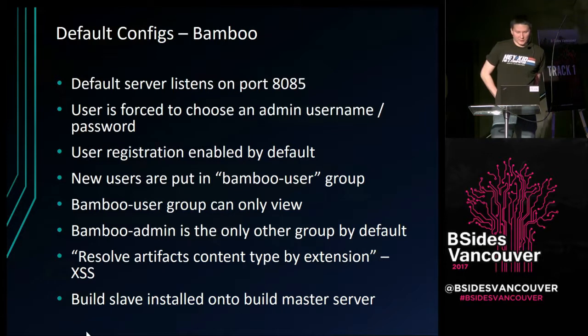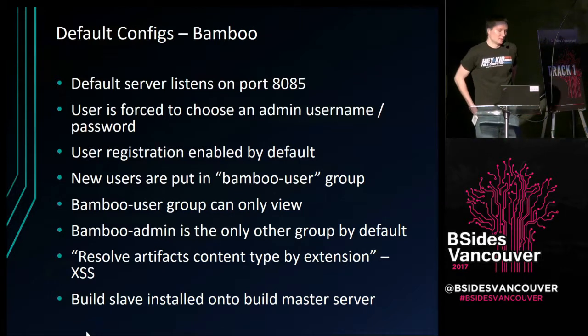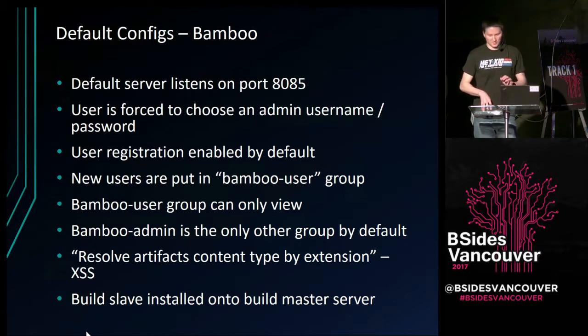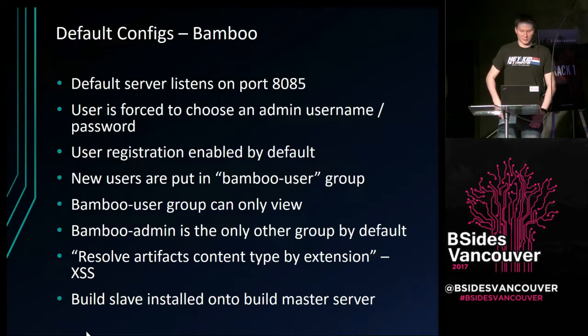Another interesting option that's checked is resolve artifact contents by extension. This option gives you a hyperlink. You can go read the help, and it says this would lead to cross-site scripting attacks if someone checks in, say, a web page and then makes that a build artifact, but that's a default. And this one as well, a build slave installed onto the build master server.